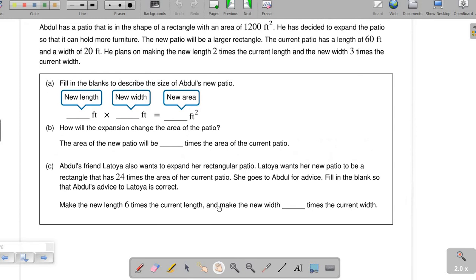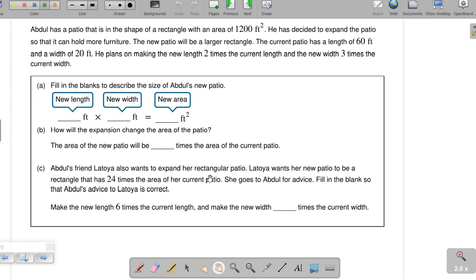Okay, it says Abdul has a patio that's a rectangle with an area of 1,200 feet squared. He decides to expand the patio so it holds new furniture. He has a larger rectangle. The current patio, current means I'm going back to the original. So let's draw our original patio.